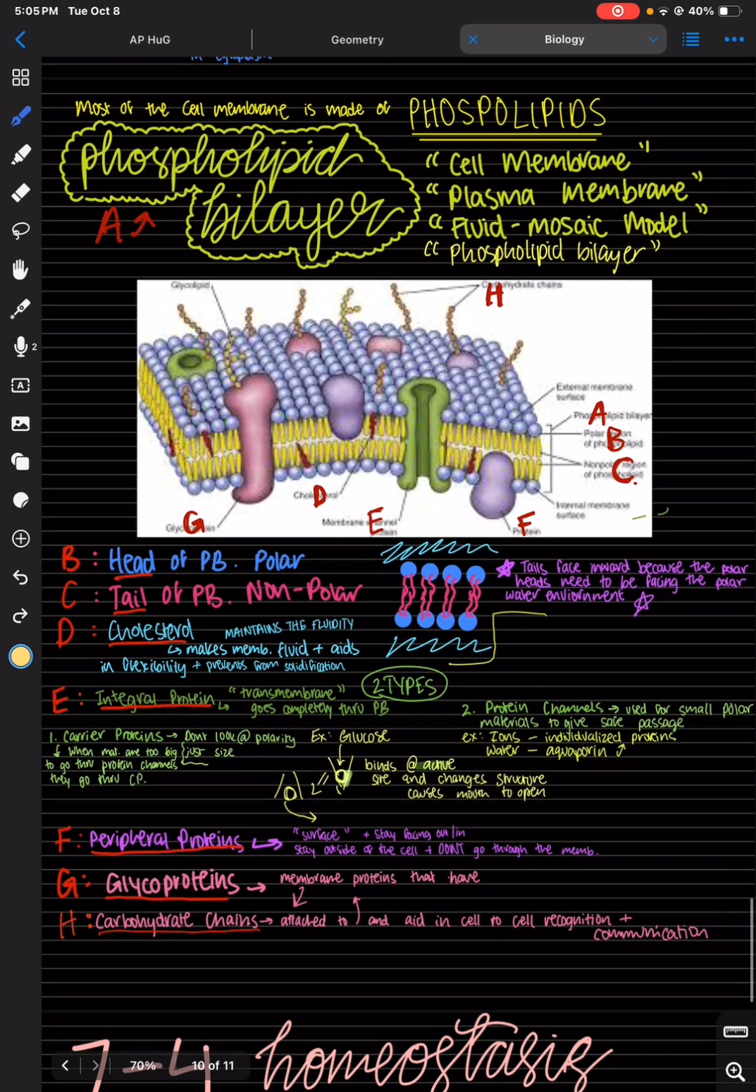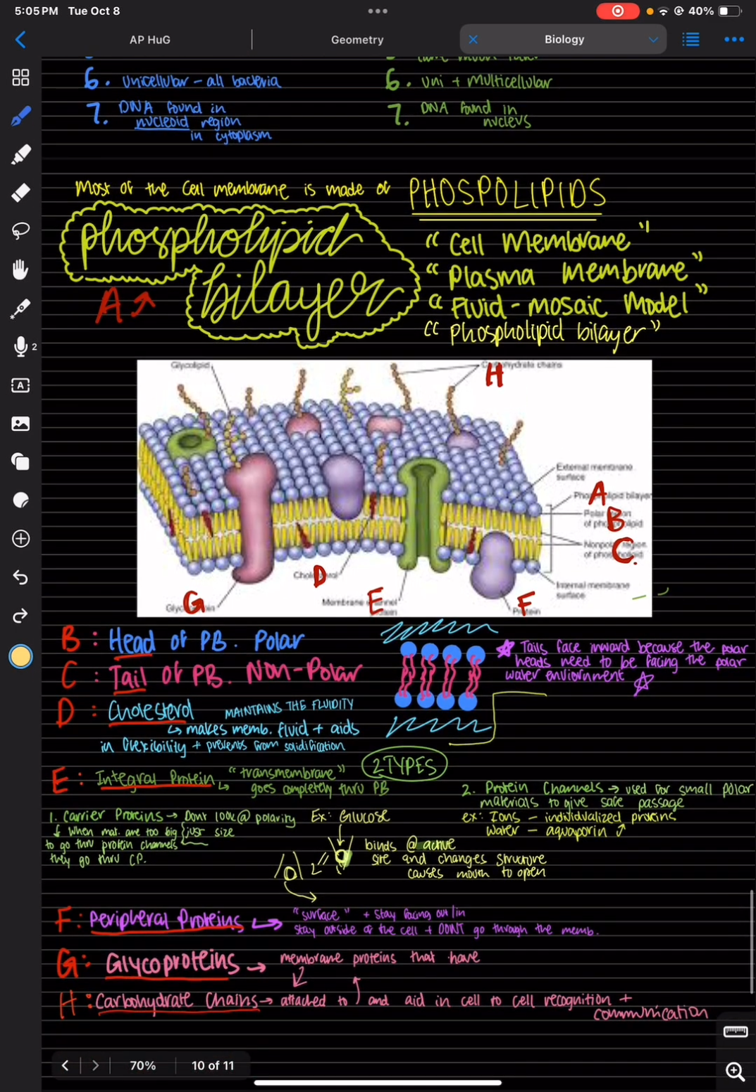So this is the phospholipid bilayer. I kind of separated this from the other ones because this is its own stuff. But the phospholipid bilayer is the cell membrane, okay? And it's made of phospholipids. As we remember, phospholipid structure looks like this, where we have the head and then the two fatty acid chains, fatty acid tails. So this is called the phospholipid bilayer.